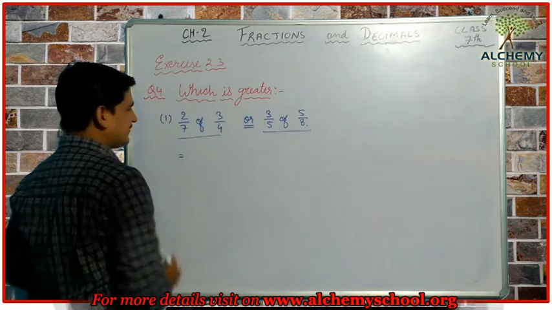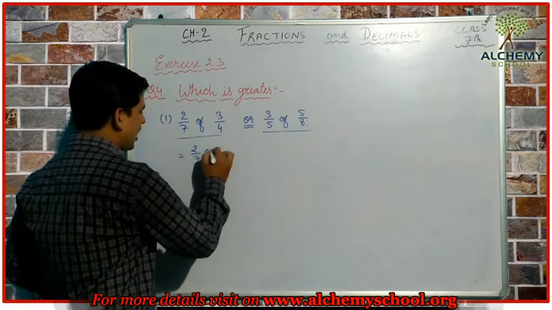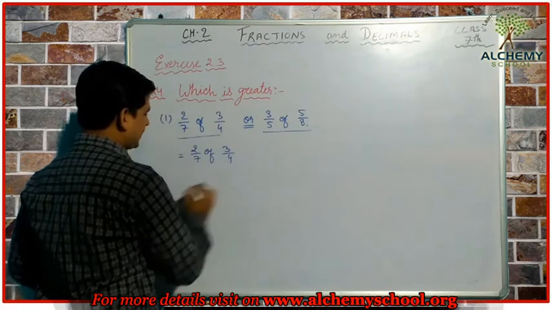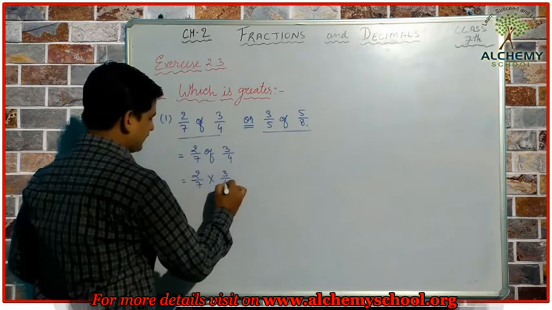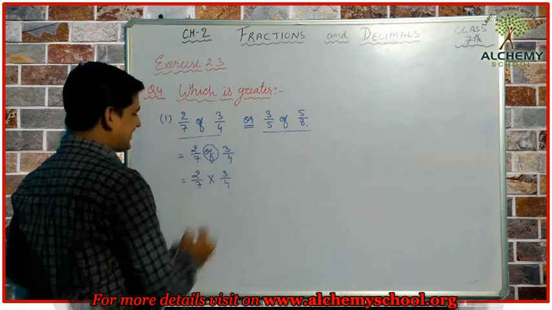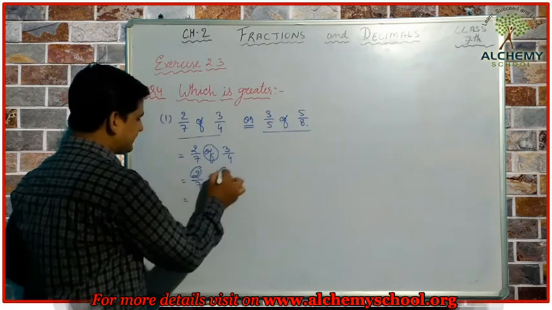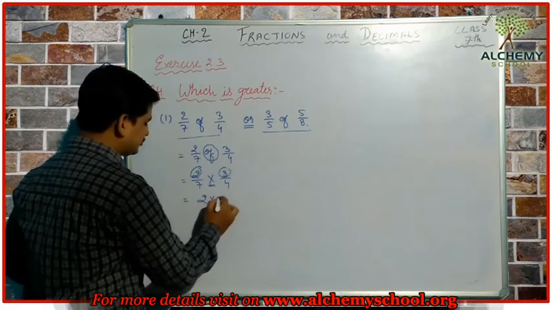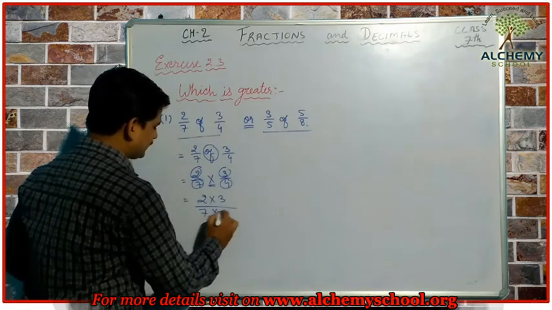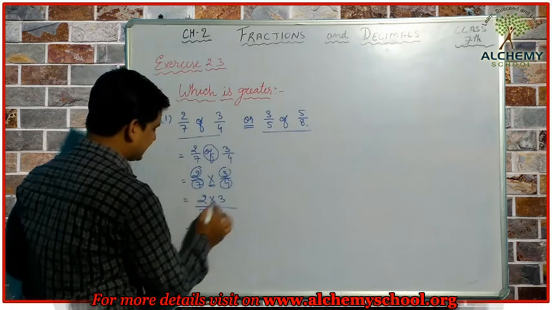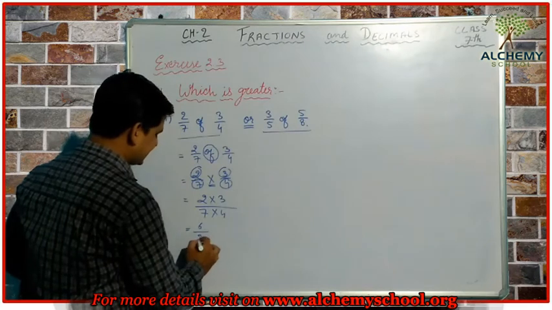So first of all, when we are going to find this value, we can write 2 upon 7 of 3 upon 4 is equal to 2 upon 7 into 3 upon 4. This "of" will be replaced by the sign of multiplication. Then the numerators will be multiplied, so we can write 2 into 3, and the denominators will be multiplied, so we can write 7 into 4. When we multiply these two values, we will get 3 2s are 6 and 7 4s are 28.